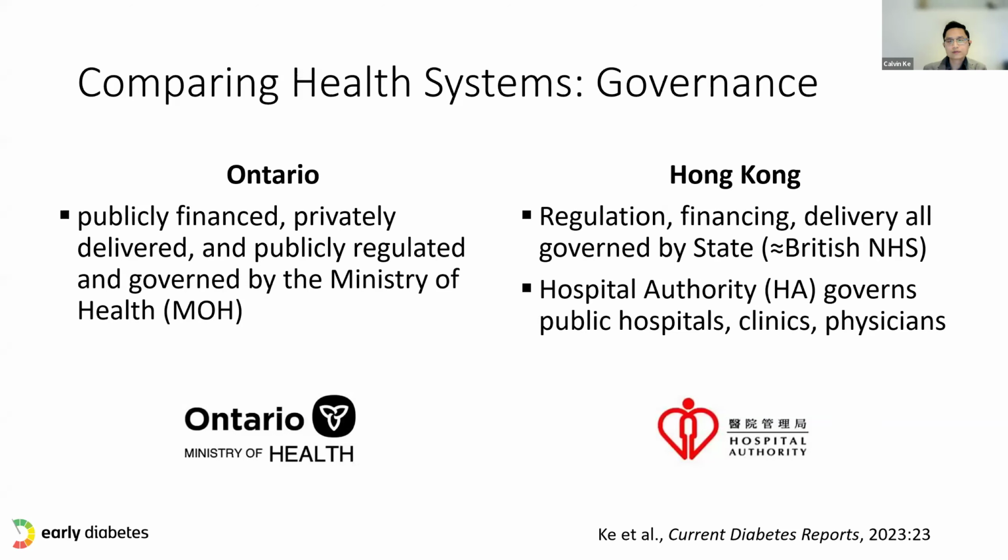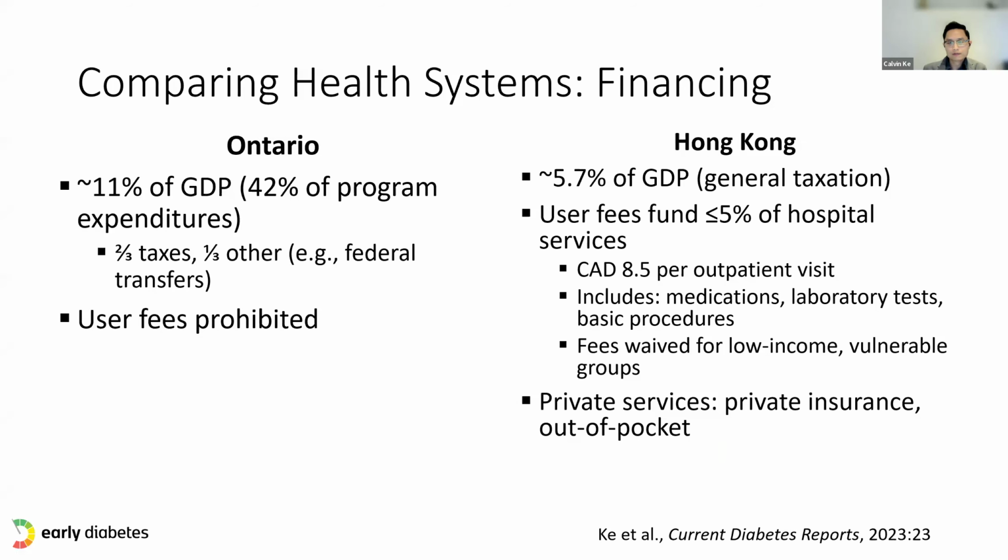So, just briefly talking about a little bit of background, Hong Kong has a health system that is similar to the British NHS. The regulation, the financing, delivery are all governed by the state, whereas in Ontario it's privately delivered, but publicly financed and publicly regulated. And the organization that governs all public hospitals, clinics, and physicians is called the Hong Kong Hospital Authority, or the HA. The financing is a little bit different as well. In Ontario, all of it comes from tax.